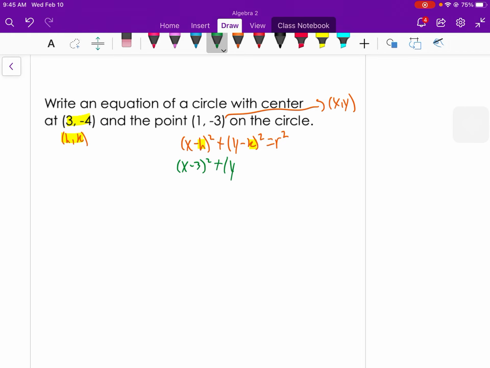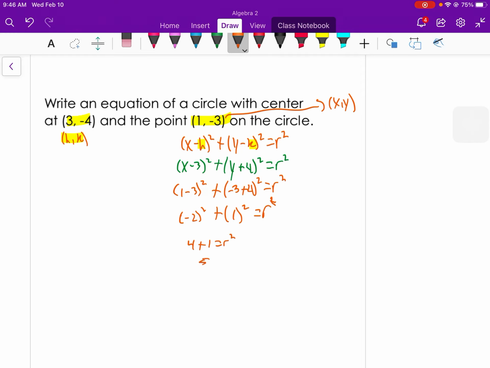So then we have x minus 3 squared plus y, it'd be minus a -4, so plus 4 squared equals r squared. Next, we can plug in 1, -3. So then we have 1 minus 3 squared plus, well, now it would be a -3 plus 4 squared equals r squared. So we can simplify to solve for r squared. So then we have, this would be -2 squared plus, well, this would be 1 squared equals r squared. So then we have 4 plus 1 equals r squared, so 5 equals r squared.